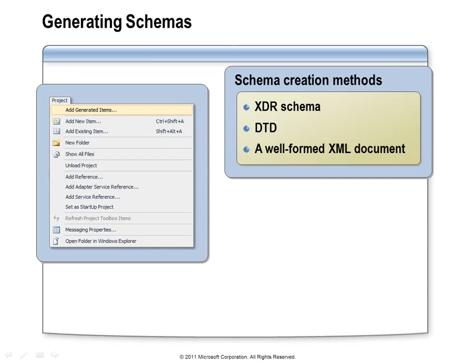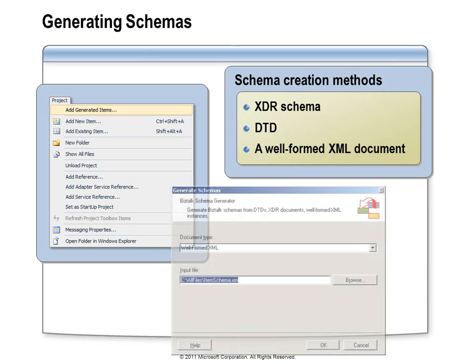I mentioned that BizTalk offers a few tools for importing an existing XML document or one of these older definition types such as XDR or DTD. To make use of these tools, you'll need to open or create a BizTalk project in Visual Studio and then choose the option to add a generated item. And when you select that option, BizTalk presents a dialog box, and you can use that to select the type of file that you're providing and the name of the file.